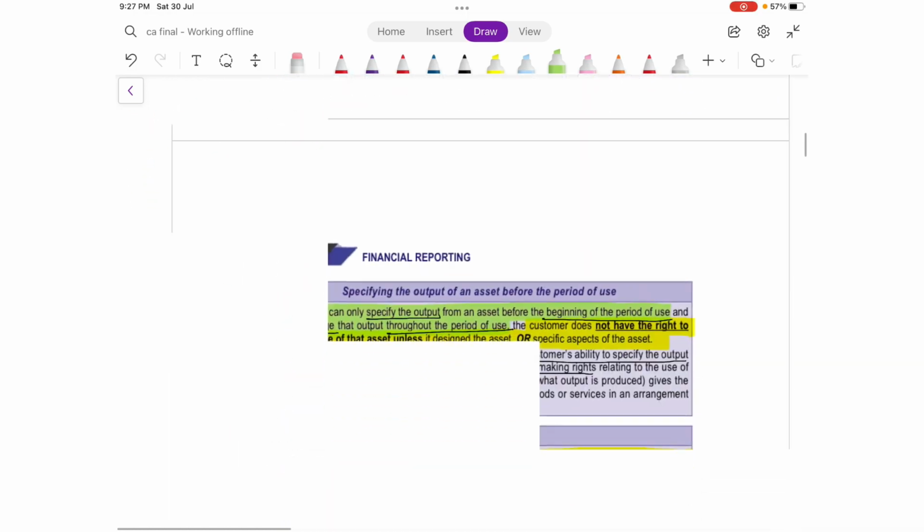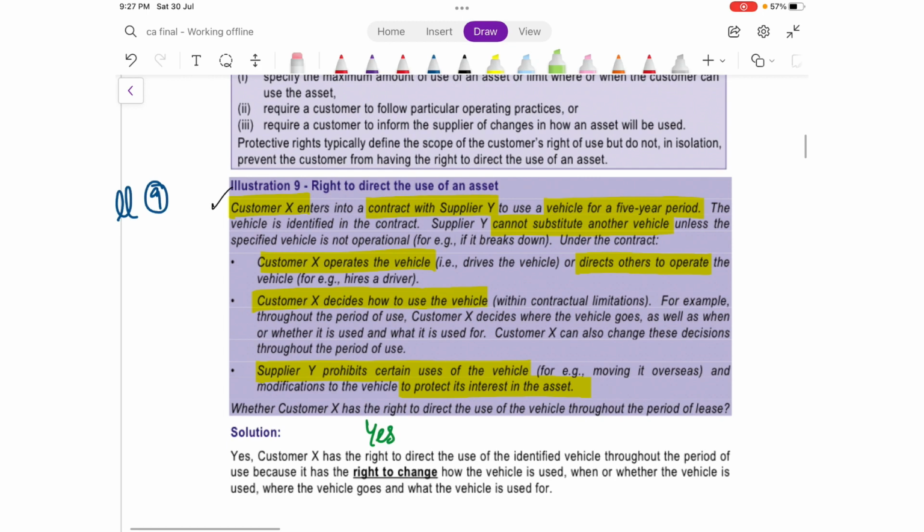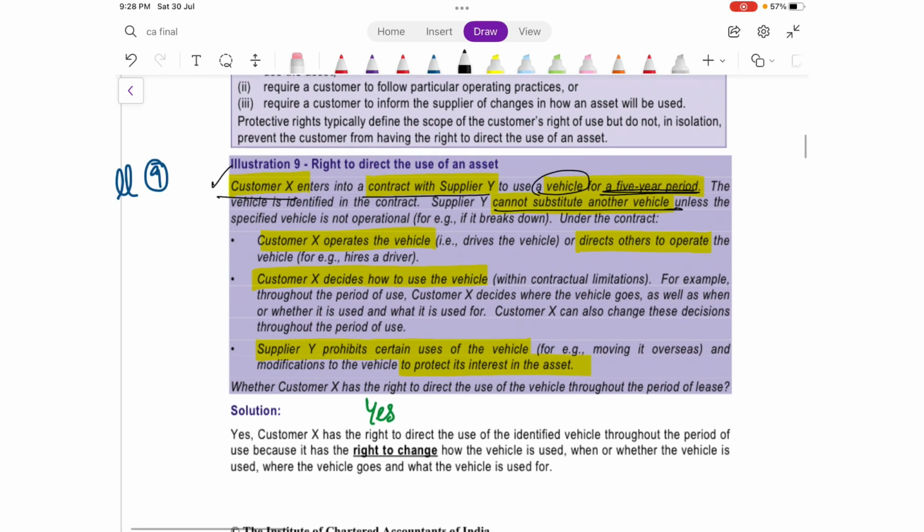Next, moving on to illustration number 9. Here they are saying there is customer XYZ, who enters into a contract with supplier Y for a vehicle for a 5-year period. They are saying you cannot substitute it with another vehicle. Here customer X operates the vehicle and directs others to operate. So customer X, meaning the lessee, has the right to operate and also to direct the operation. Customer X decides how to use the vehicle. How to use the vehicle, that right is also with the lessee only.